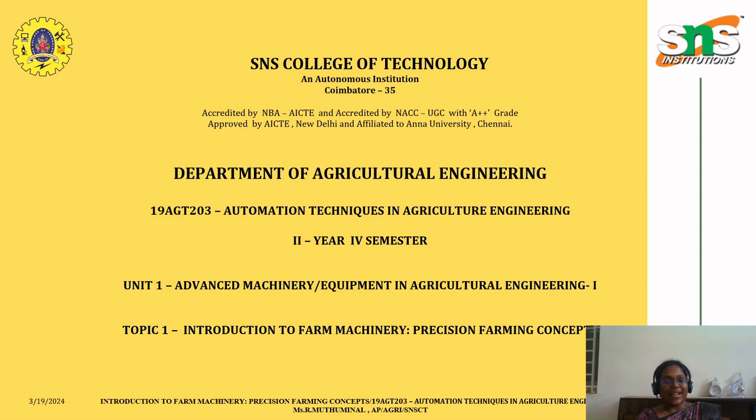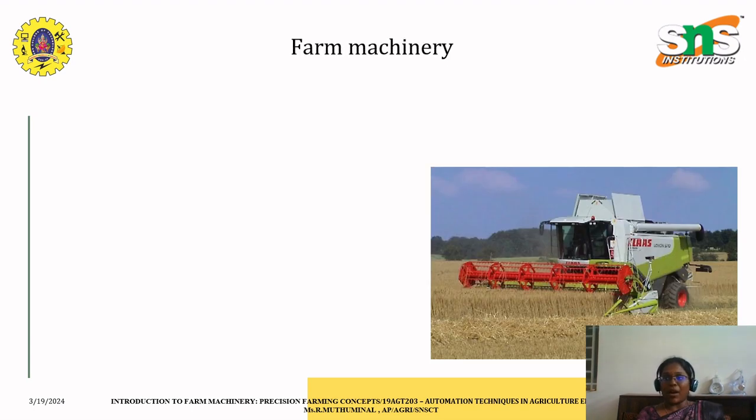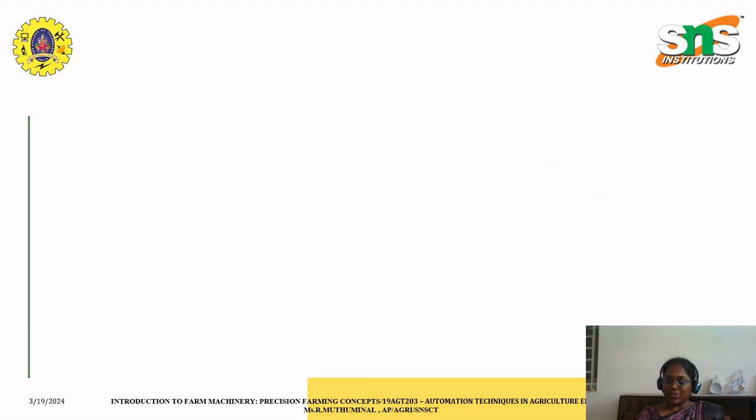Today we'll see the continuity of Introduction to Farm Machinery, that which we have seen at the previous session under the unit Advanced Machinery Equipment in Agricultural Engineering under the subject Automation Techniques in Agricultural Engineering for the students of second year 4th semester. As we have seen at the previous session, we have seen what is precision farming concept, and also we have seen something about the farm machinery and why the farm machinery has been involved in agricultural engineering. Along with this, we have seen first three steps that has been involved in the operations of agricultural engineering.